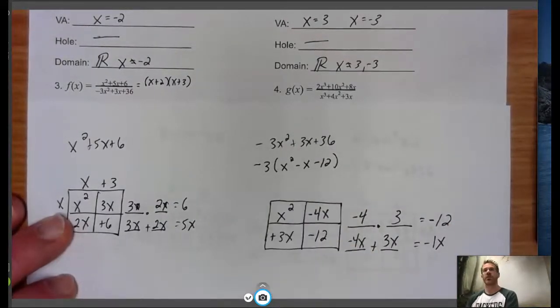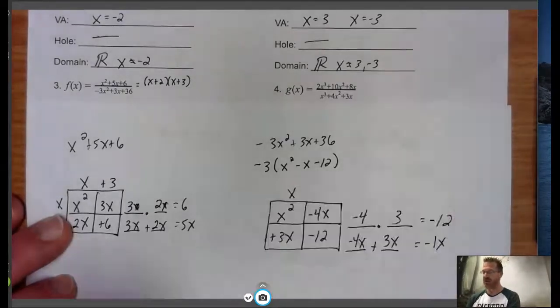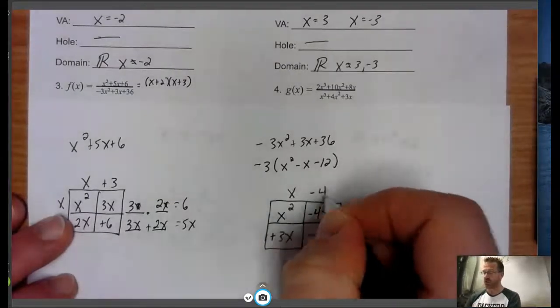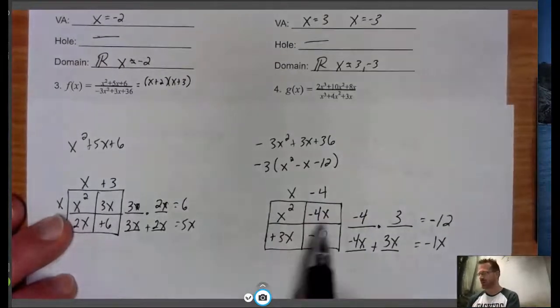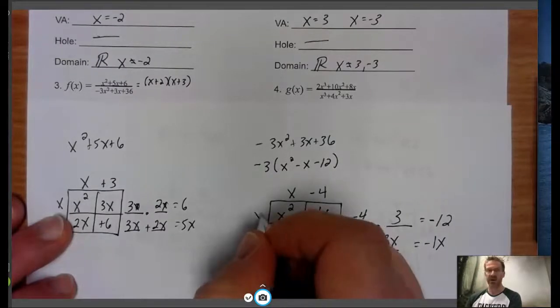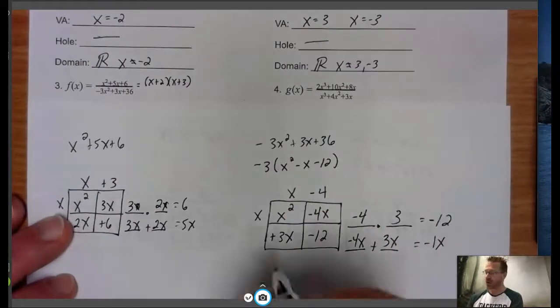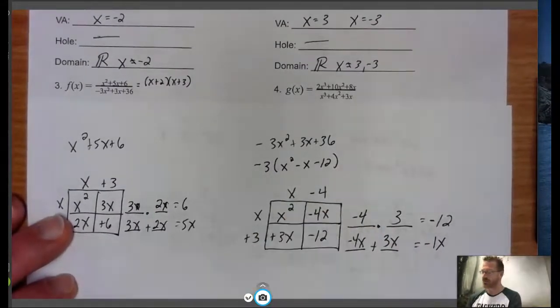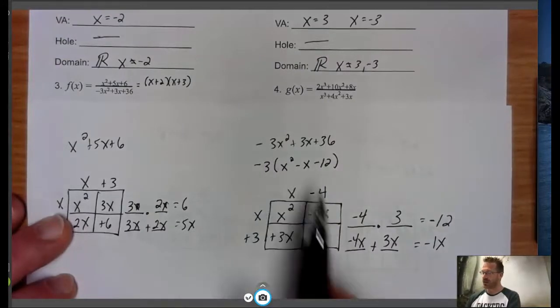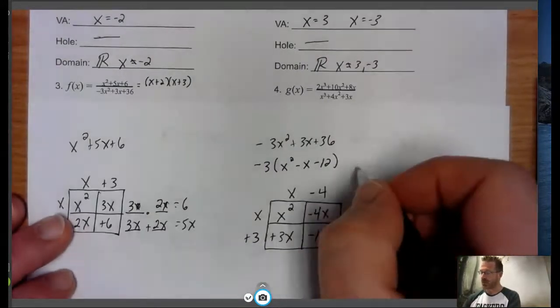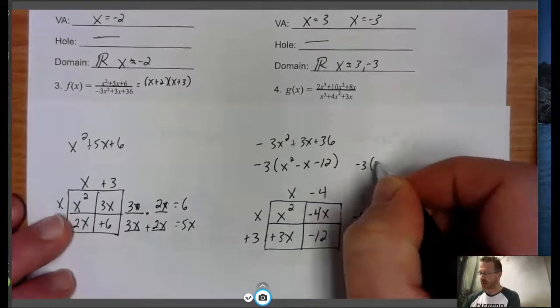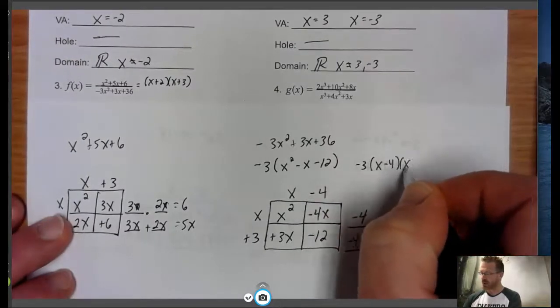And then let's look for those common factors. In my first column, I have a GCF of x. In my second column, notice my GCF would be a negative 4. They're both negative there. In my first row, I have a GCF of x, and then in my second row, I'm going to get a positive 3. So now when I look at this, I have my negative 3 out front, and then I have x minus 4 times x plus 3.